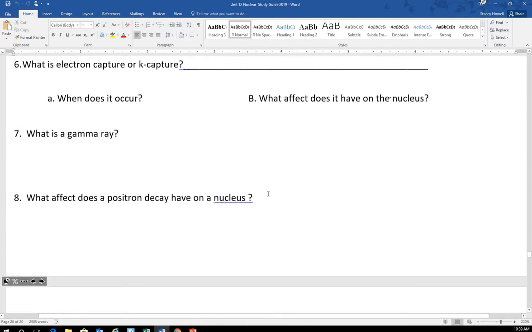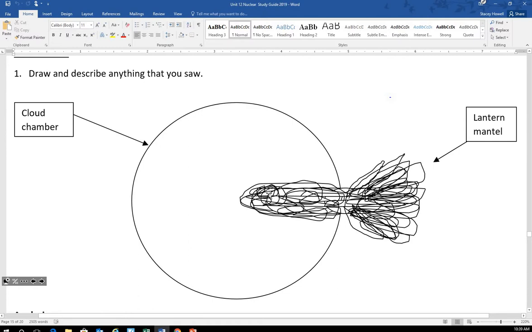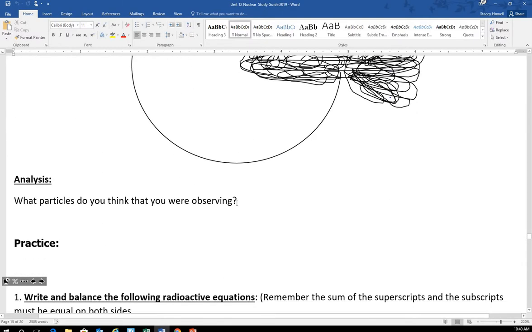So let me get to where we start. Okay, so we're going to go back and we're going to have a thorium lantern mantle that looks like this, and we're going to draw what we see. So when we go back to lab, that's the part you're going to do. Okay, that's basically it back in lab. And then what particles do you think you're observing? So when you get back there, if you just see straight lines, it's alpha. If you can see some of the curved lines, it's beta.